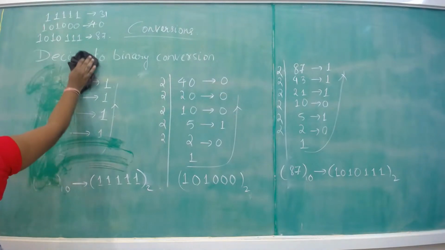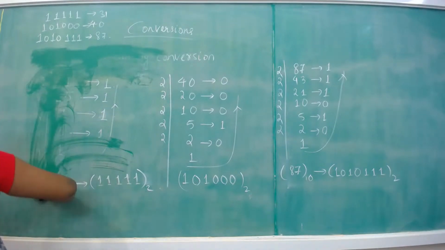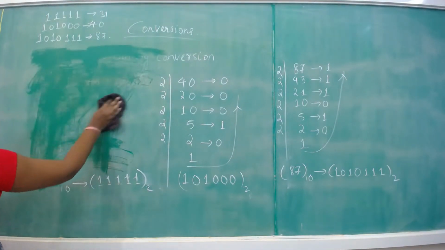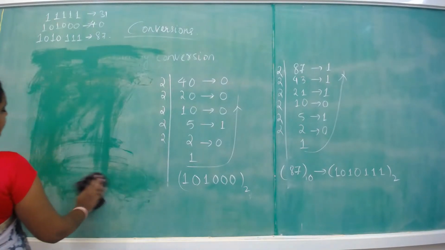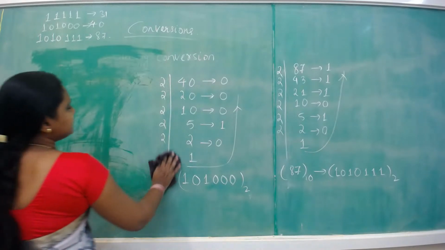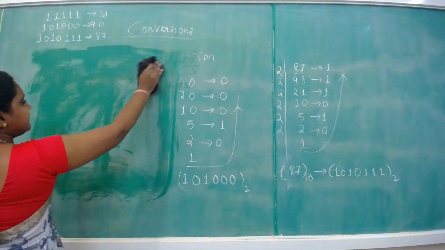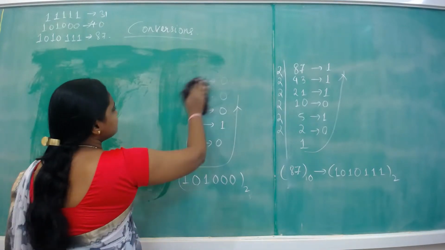Now we'll do the binary to decimal conversion. I will take the same numbers, the answers we have got from these conversions. I will convert them back to the numbers that we have converted from decimal to binary. Like that, we can also check the value, and we can also learn the new conversion, that is binary to decimal conversion.